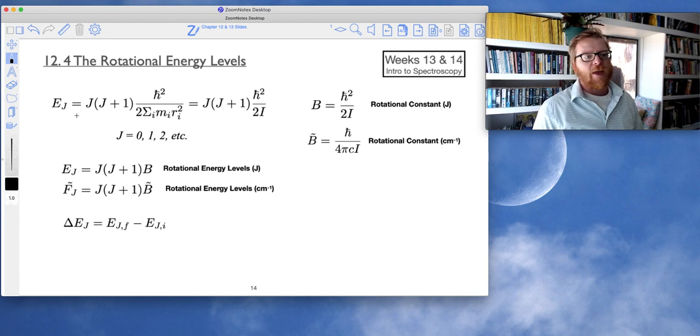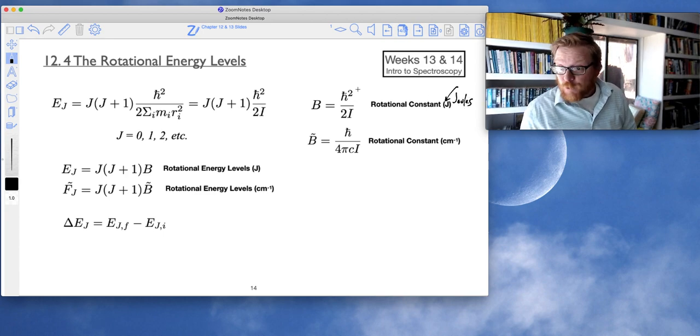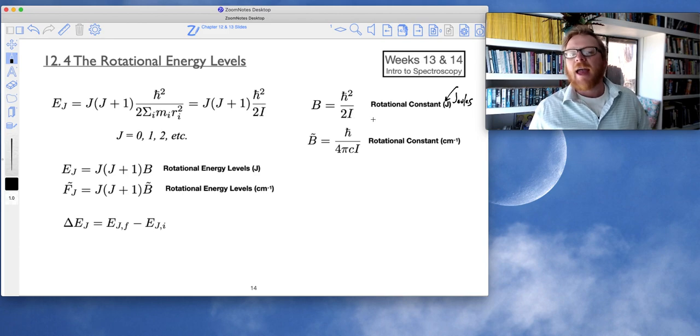Okay, so we note that E sub J equals J times J plus 1 times h bar squared over 2I. As it turns out, this collection of constants, h bar squared over 2I, is what we call the rotational constant, B, and this is given in joules. So if I use kilograms and meters squared and joules for h bar, I'll have B in joules.